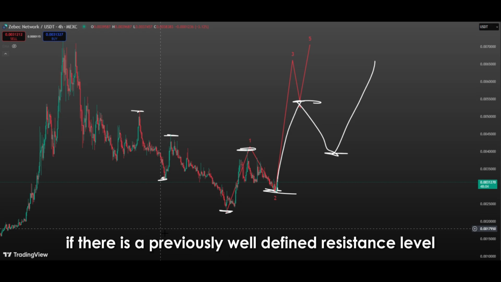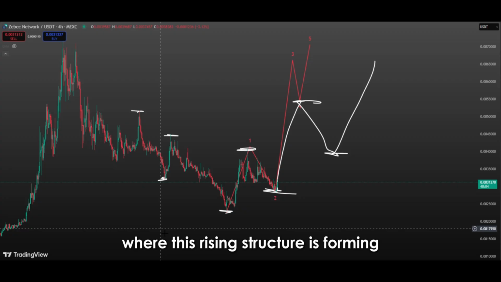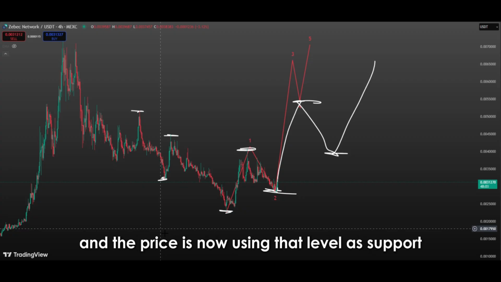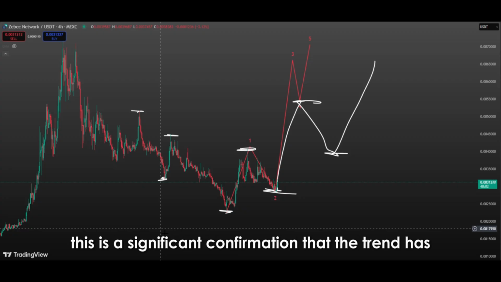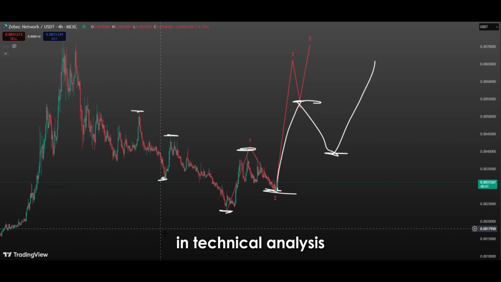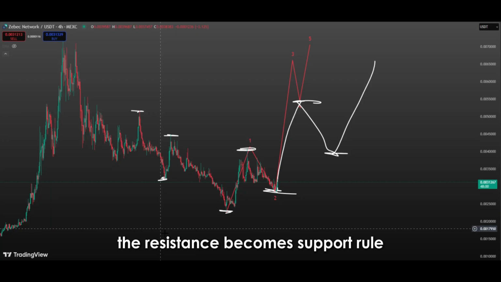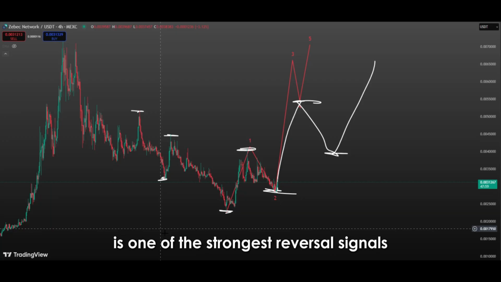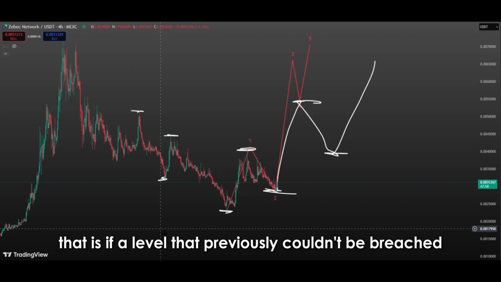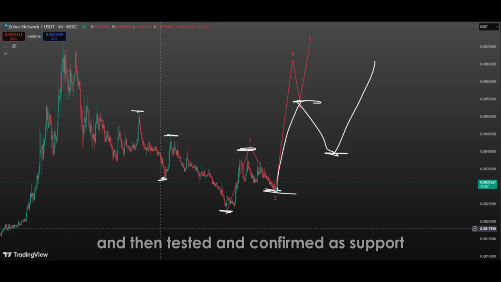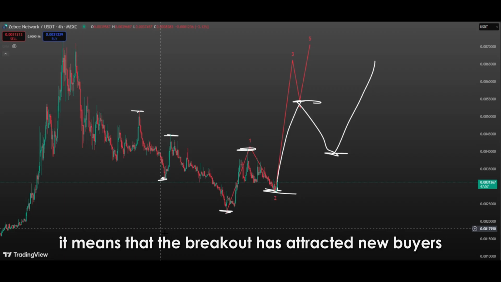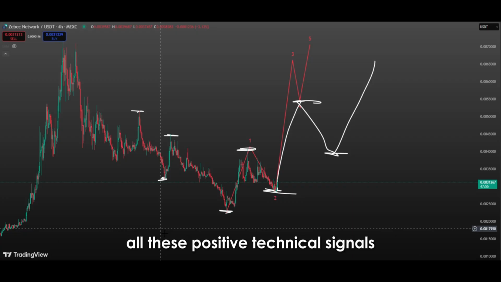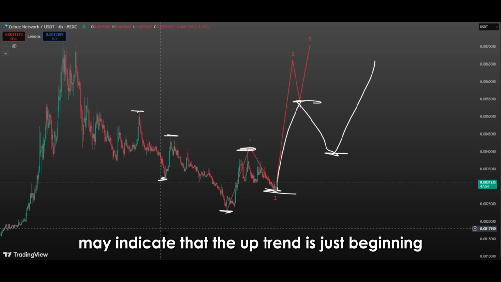Moreover, if there is a previously well-defined resistance level where this rising structure is forming, and the price is now using that level as support, this is a significant confirmation that the trend has indeed reversed. In technical analysis, the resistance becomes support rule is one of the strongest reversal signals. That is, if a level that previously couldn't be breached is now easily passed and then tested and confirmed as support, it means that the breakout has attracted new buyers. All these positive technical signals may indicate that the uptrend is just beginning.